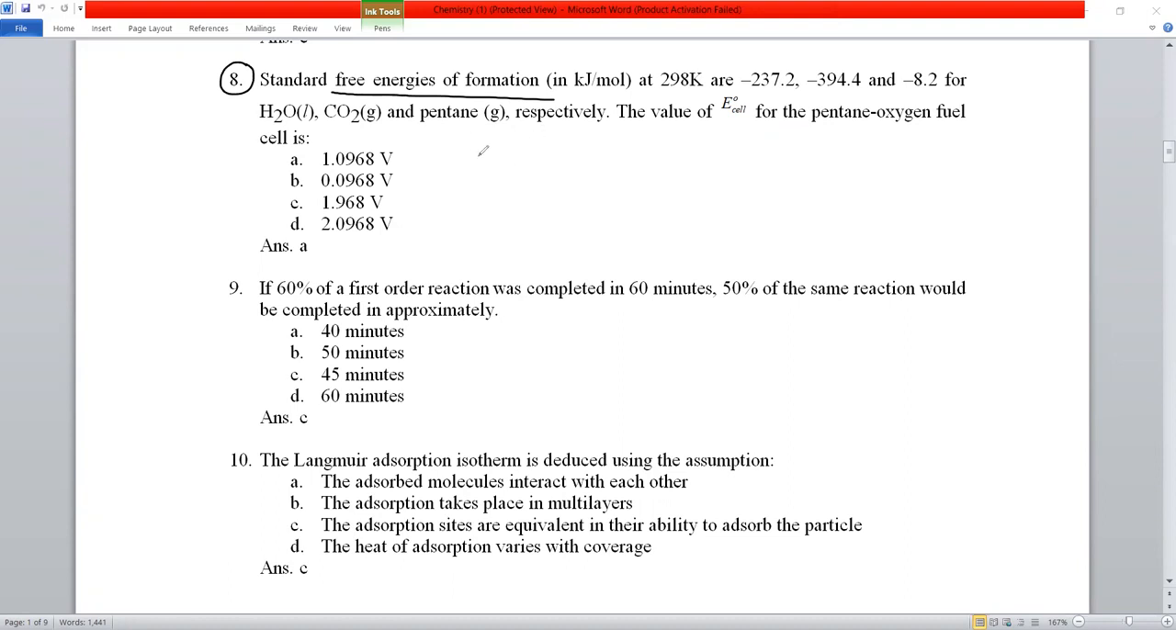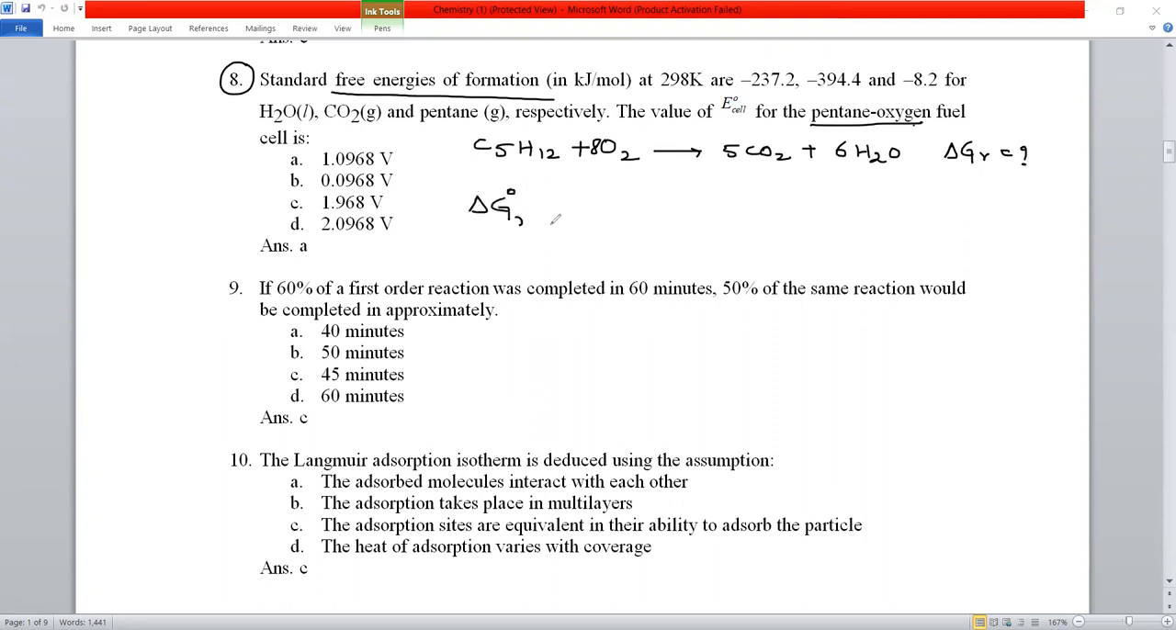So we have to do this. Let's see here. First, what is the reaction we have to write? Pentane, we know the formula is C5H12, on treatment with oxygen, it will give rise to 5 moles of CO2 plus 6 moles of H2O. On balancing, we have to take 8 moles of oxygen. Okay. So what is the formula? Change in del G of the reaction we have to find here.